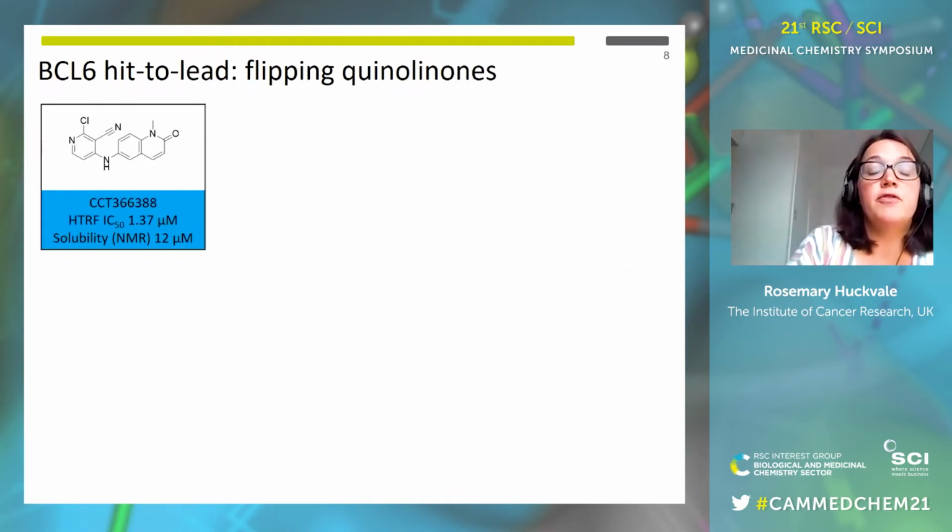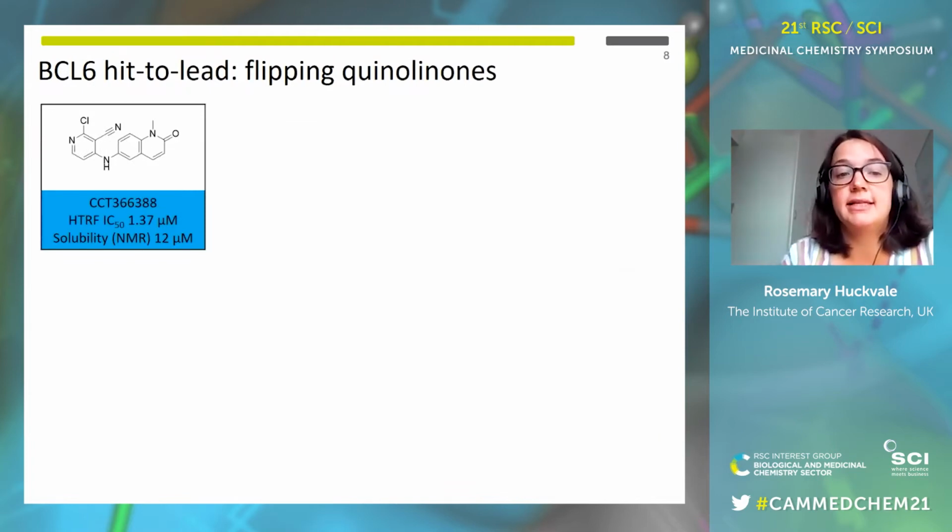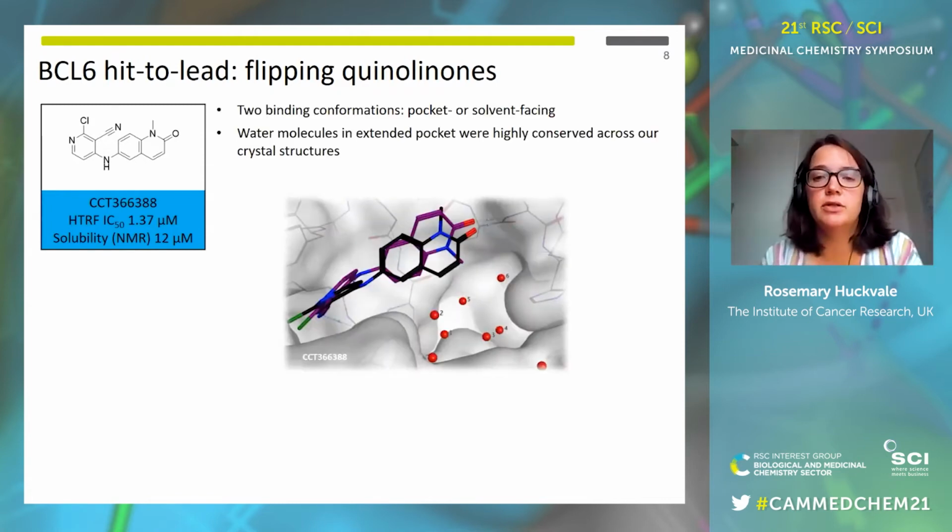Our proof of concept compound, the quinolinone 388, was made and has comparable potency to the benzimidazolones. When we looked at the crystal structure of this compound, however, we saw that it bound in two different conformations, one in which the C4 of the quinolinone points out into solvent in a solvent-facing orientation, or the C4 of the quinolinone points down into the pocket.